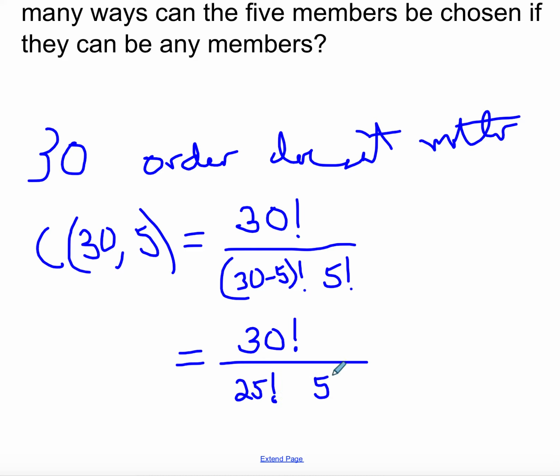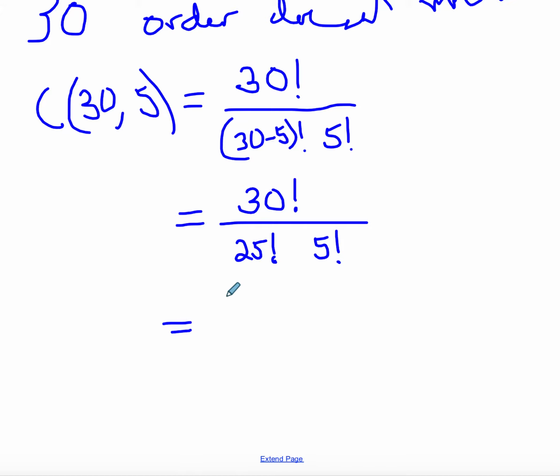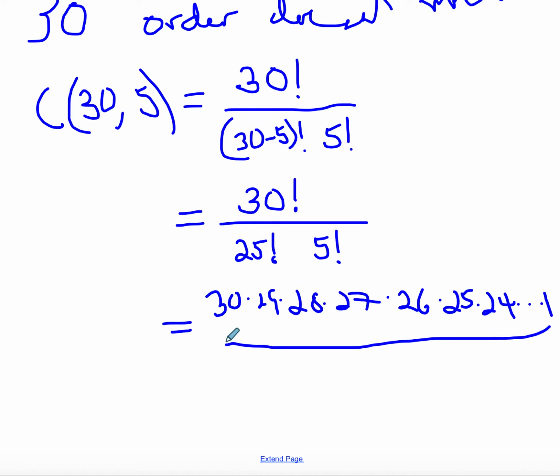And again, you can use your calculator to find out what these factorials are, or you can go ahead and do it by hand. So 30 factorial is, again, 30 times 29 times 28 times 27 times 26 times 25 times 24, all the way down to times 1. 25 factorial is 25 times 24, all the way down to 1. 5 factorial is 5 times 4 times 3 times 2 times 1.